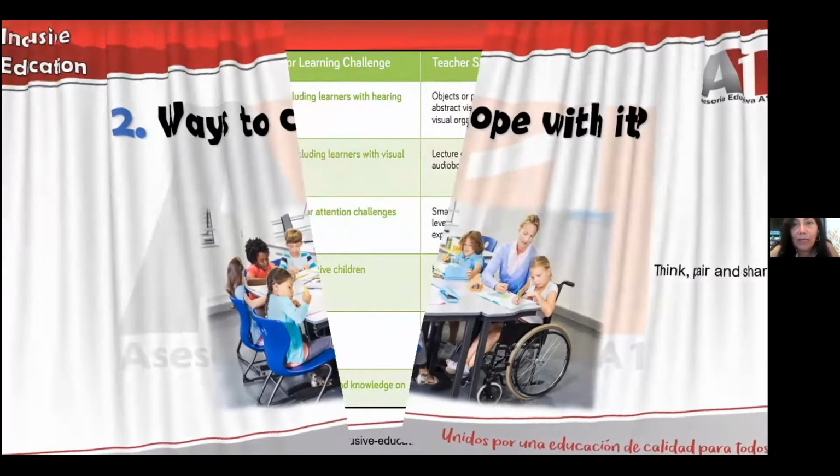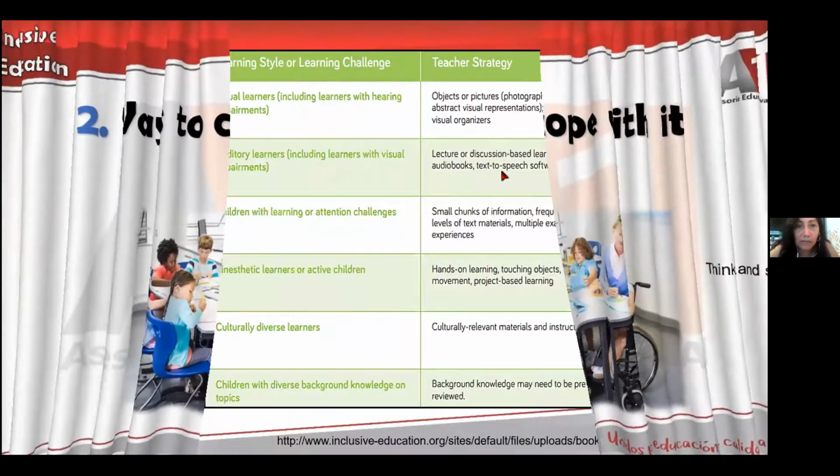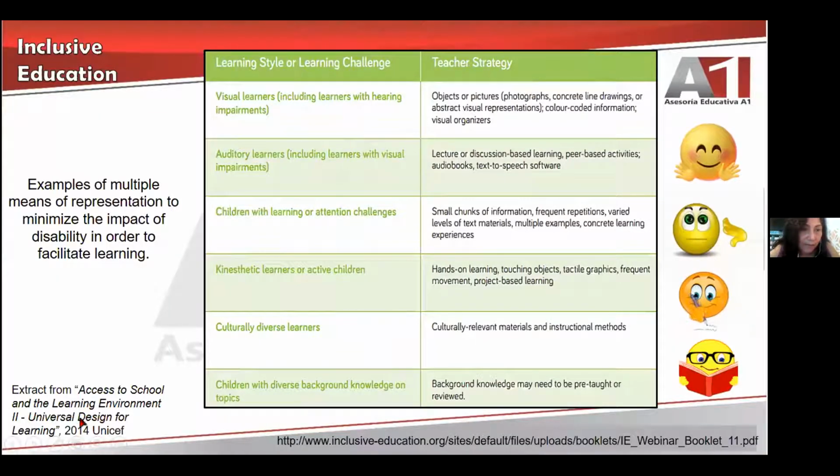Okay, here are some ways that we can cope. This is not a challenge, this is from UNICEF. You can find it here. I have the link. Okay, for visual impairments, you have some strategies that you can choose. I'm not going to explain each one, but you can take a print screen if you want to read. Some representation analyzes the impact of disability in order to facilitate learning. Materials, background knowledge, use the student's background knowledge, and many more things that we are all using.